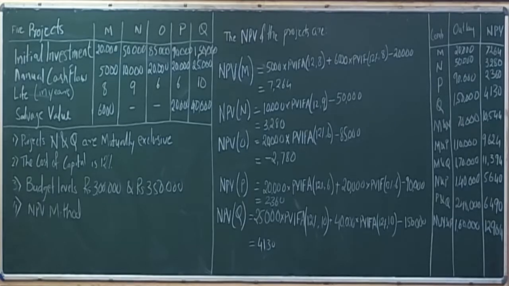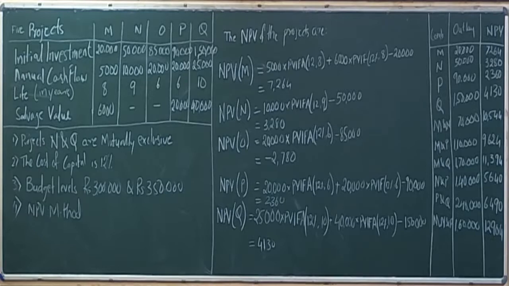So this is the project combination, and we can say that M, N and P is the combination that suits the best in this particular problem. Okay, that's all on multiple projects and constraints.